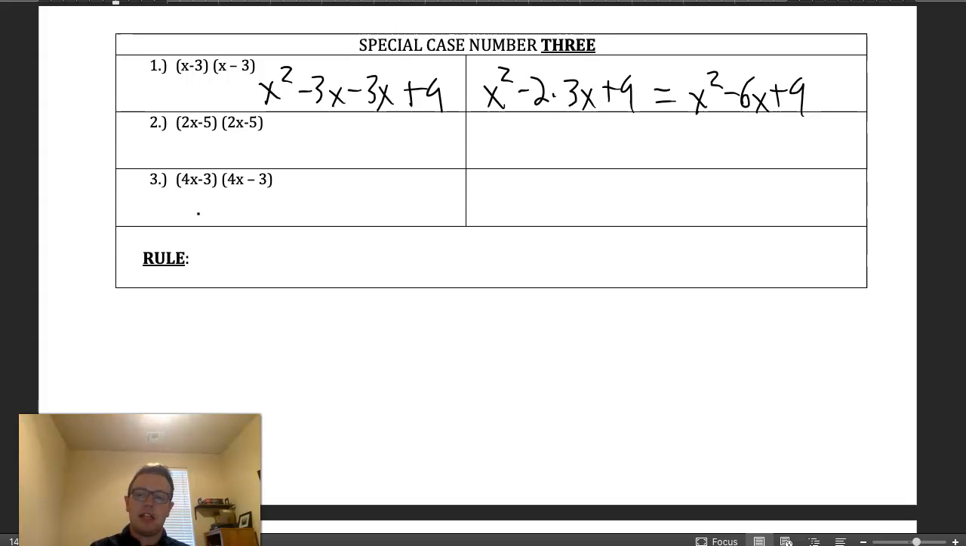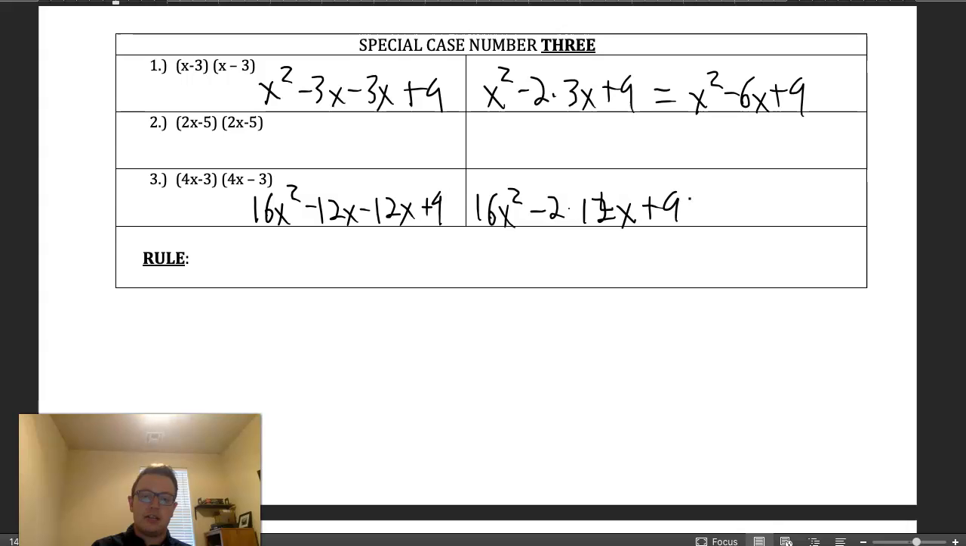Let's try this again with the third one here. We have 4x minus 3, 4x minus 3. So this becomes 16x squared minus 12x minus 12x plus 9. Or this is 16x squared minus 2 times 12x plus 9. Or 16x squared minus 24x plus 9.